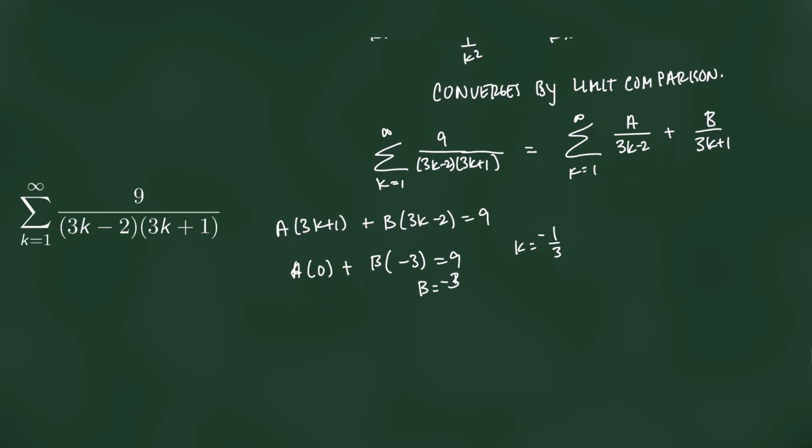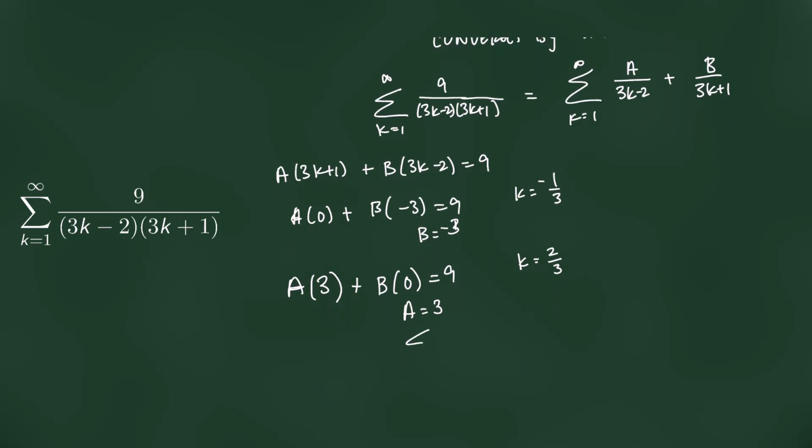And if we let k be positive 2/3, then we get a times 2/3 times 3 is 2, so we get a times 3 plus b times 0 equals 9, and we get that a is 3. So our series just became the sum from k equals 1 to infinity of 3 over 3k minus 2 minus 3 over 3k plus 1.